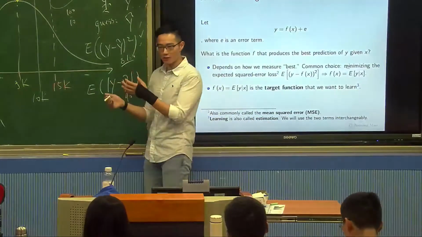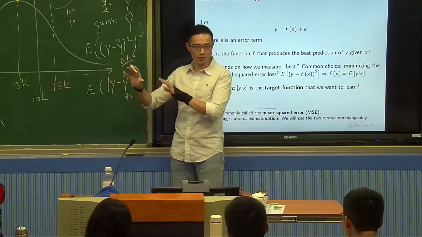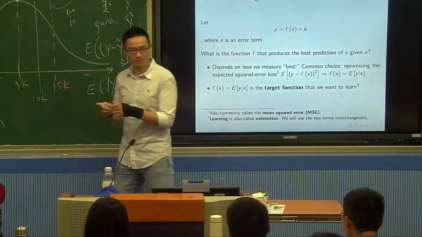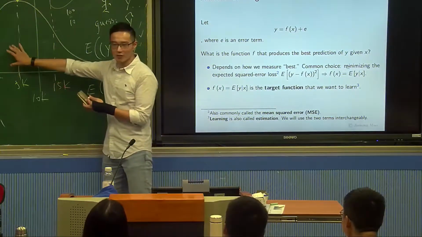Now, computationally, there's a lot of difference between the two, right? This one is easier to optimize. We'll see that later, but not today's topic. What gives you the mode? What kind of error you minimize will give you the mode?